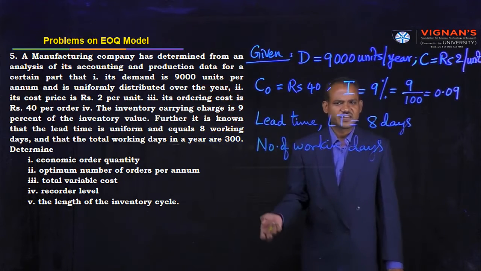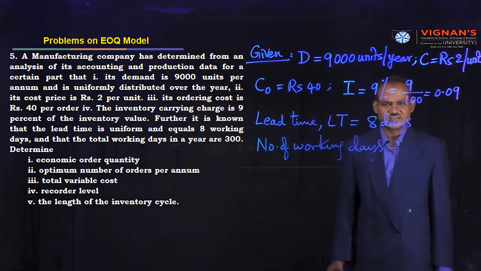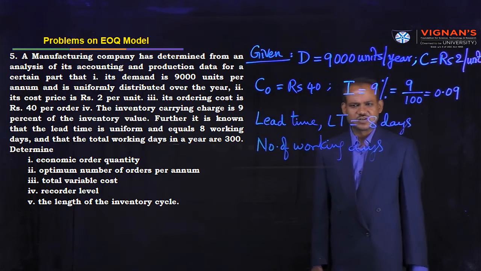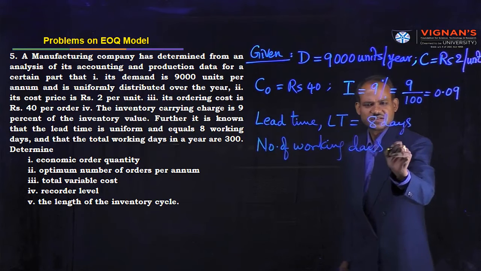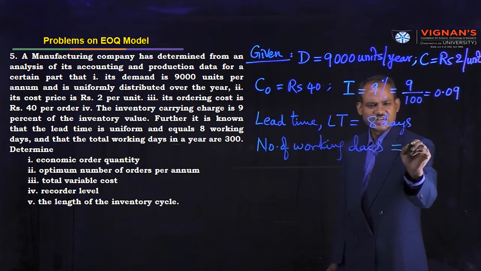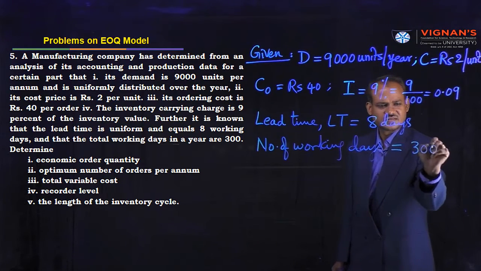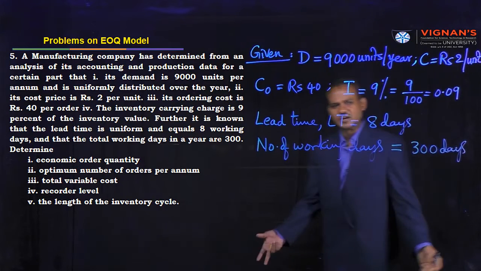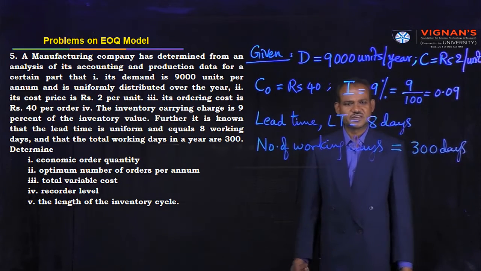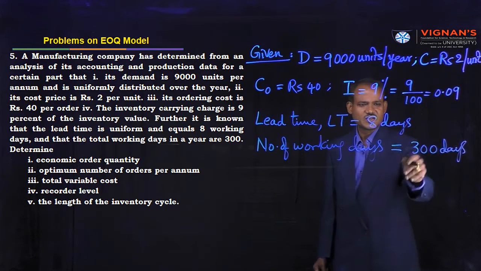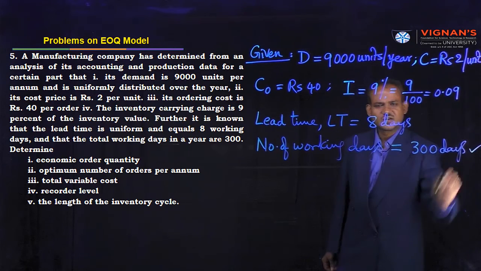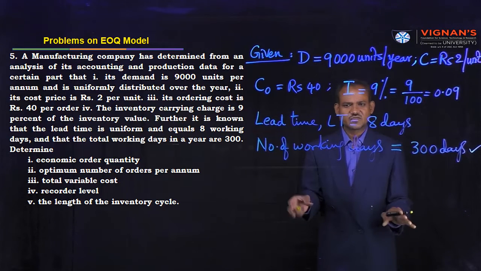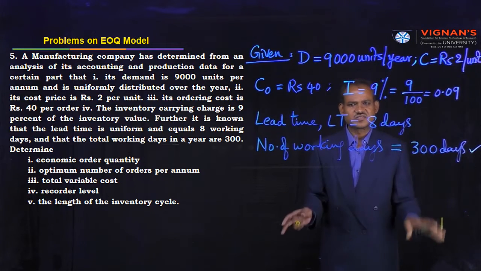the number of working days is 365 days as usual. But clearly he mentioned the number of working days. How many? 300 working days. What about the other days? Maybe holidays. So consider 300 days only. Otherwise take 365 days. If not given, consider 365.